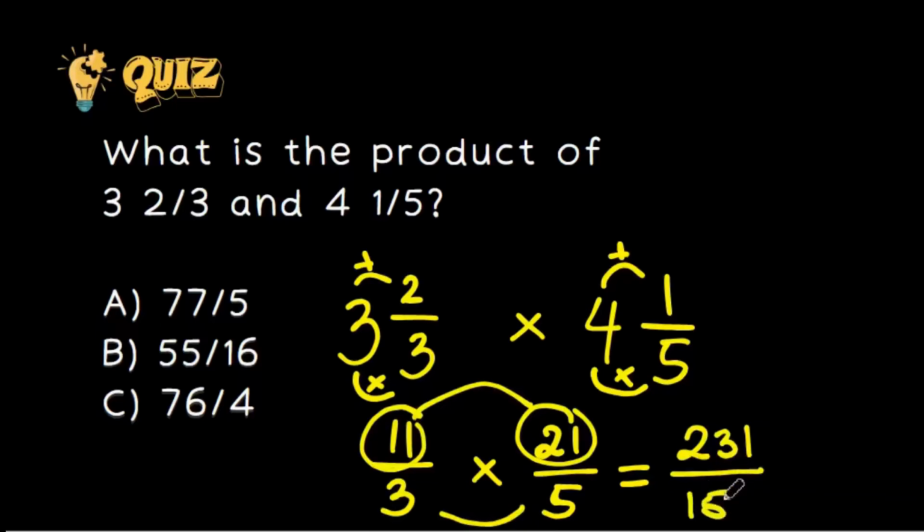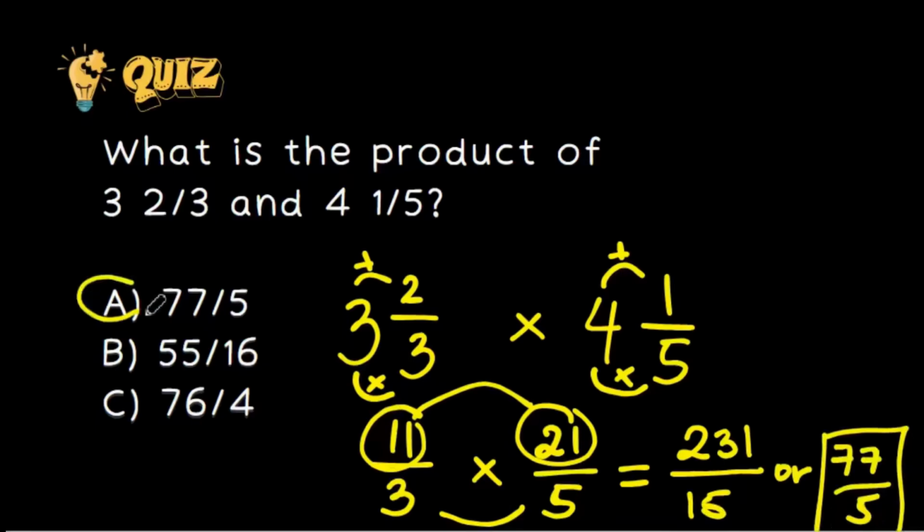Step 3, if there is a need to simplify, we will simplify our answer. So 231 over 15 can be simplified as 77 over 5. So the product of these two rational numbers is 77 over 5. The correct answer is letter A.